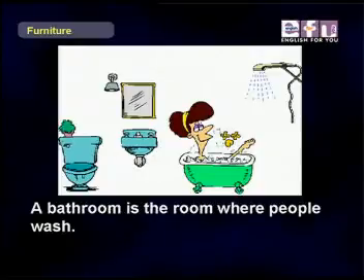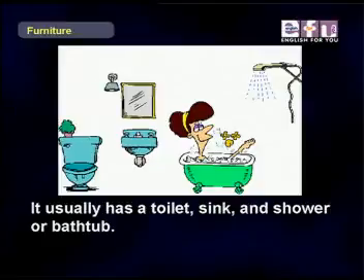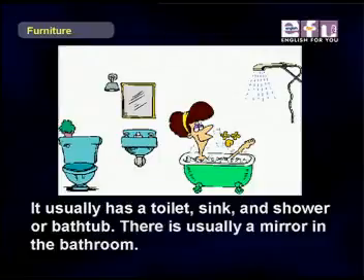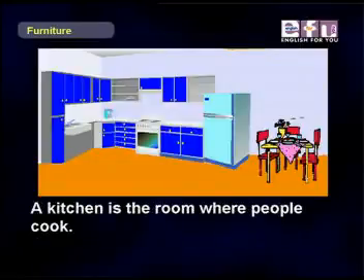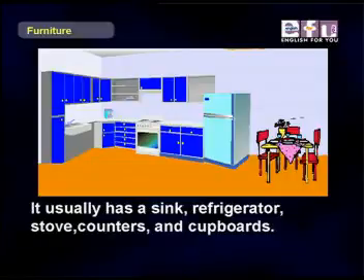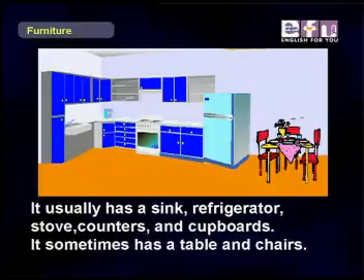A bathroom is the room where people wash. It usually has a toilet, sink, and shower or bathtub. There is usually a mirror in the bathroom. A kitchen is the room where people cook. It usually has a sink, refrigerator, stove, counters, and cupboards. It sometimes has a table and chairs.